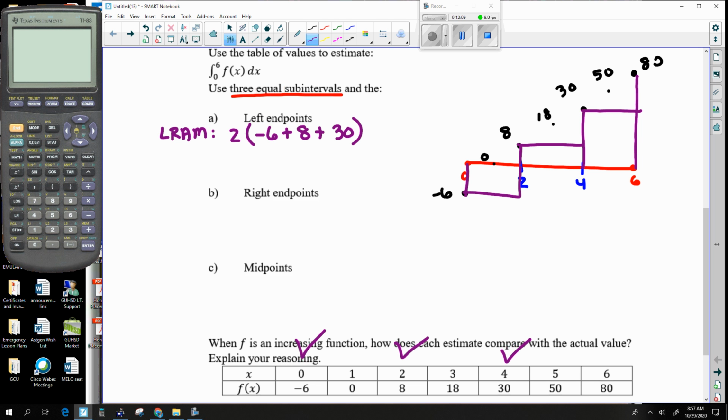Because we have a consistent base on each one of those, I GCF that out, and then I can go to work. So 2 times negative 6 plus 8 plus 30. So this has an approximation of 64.